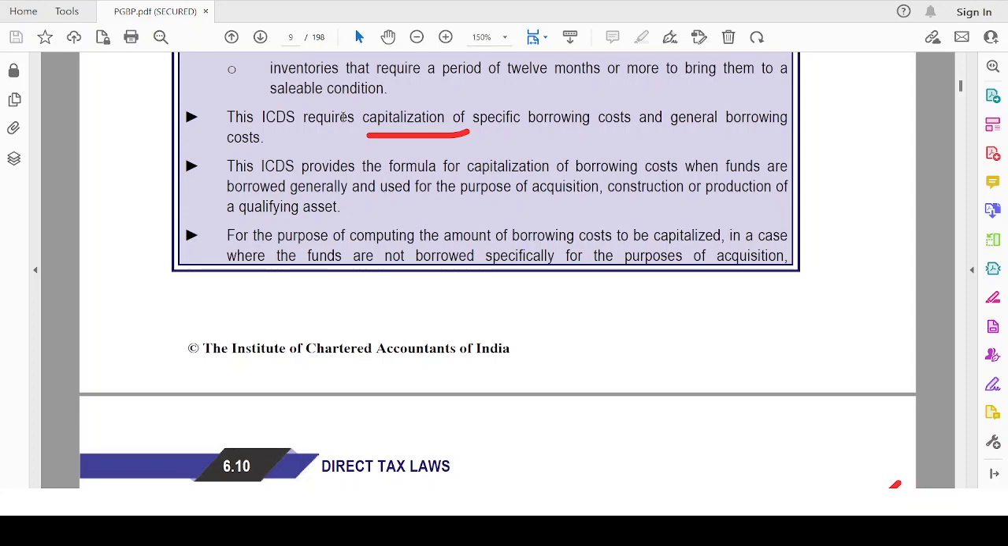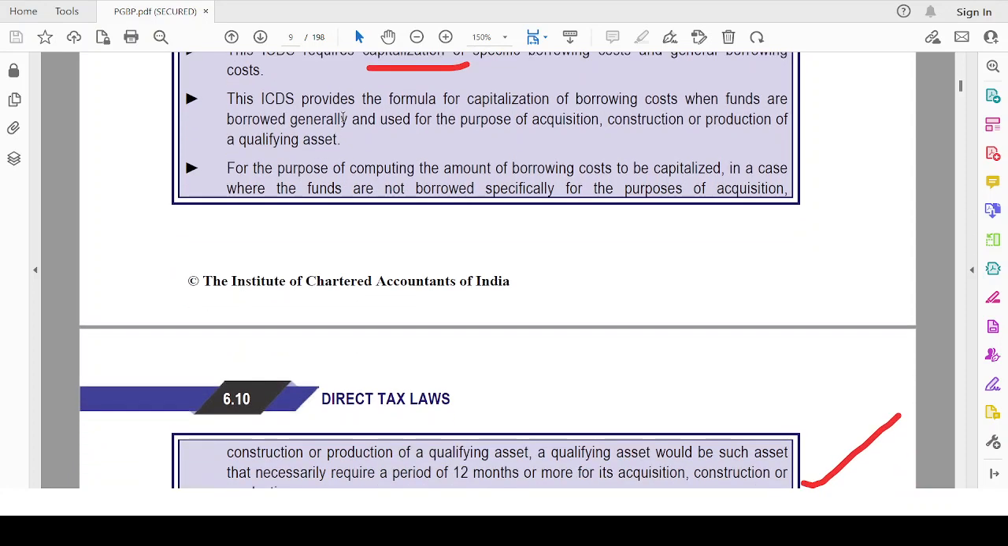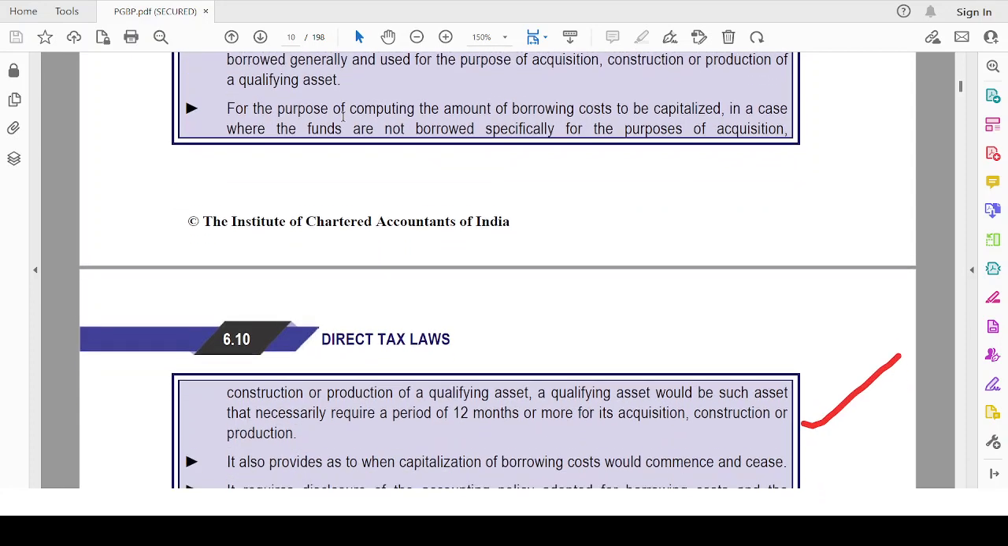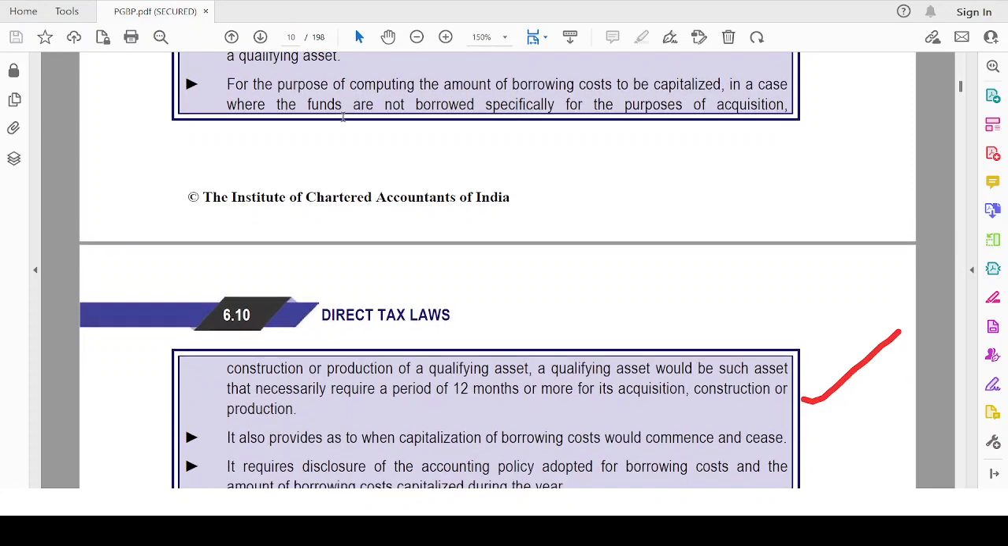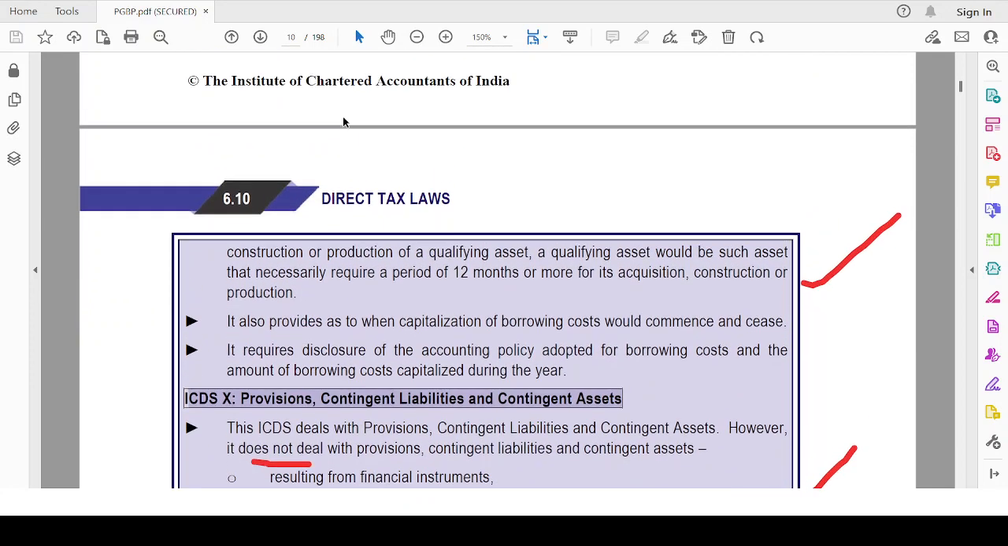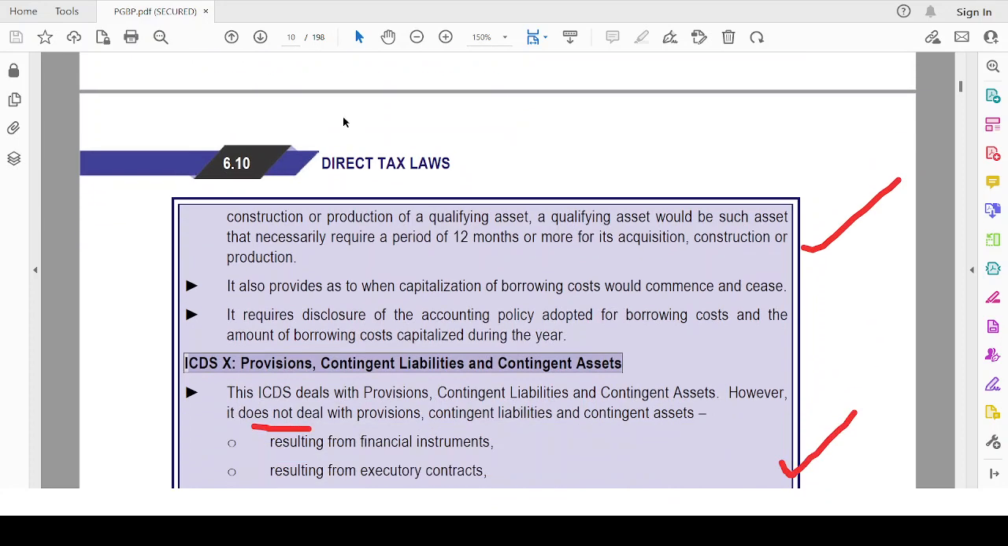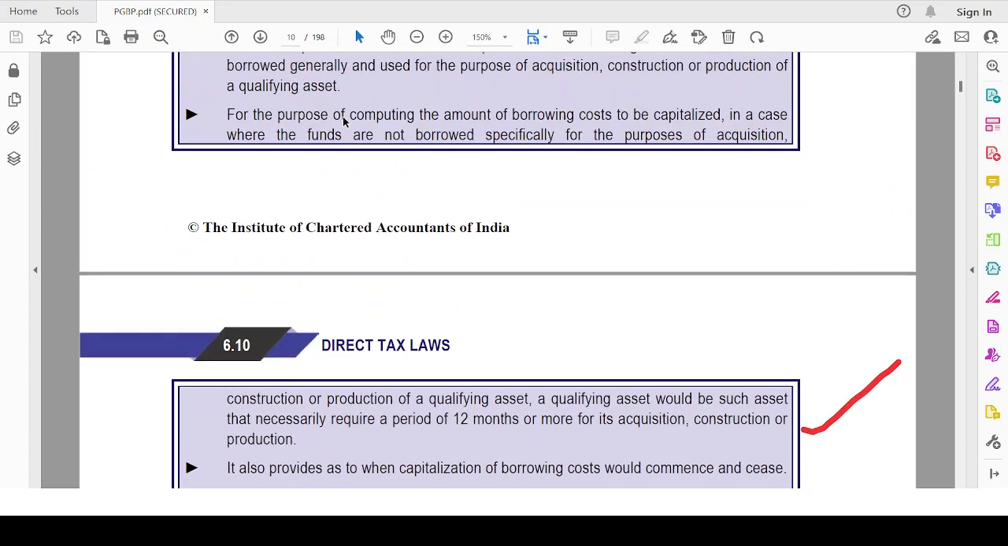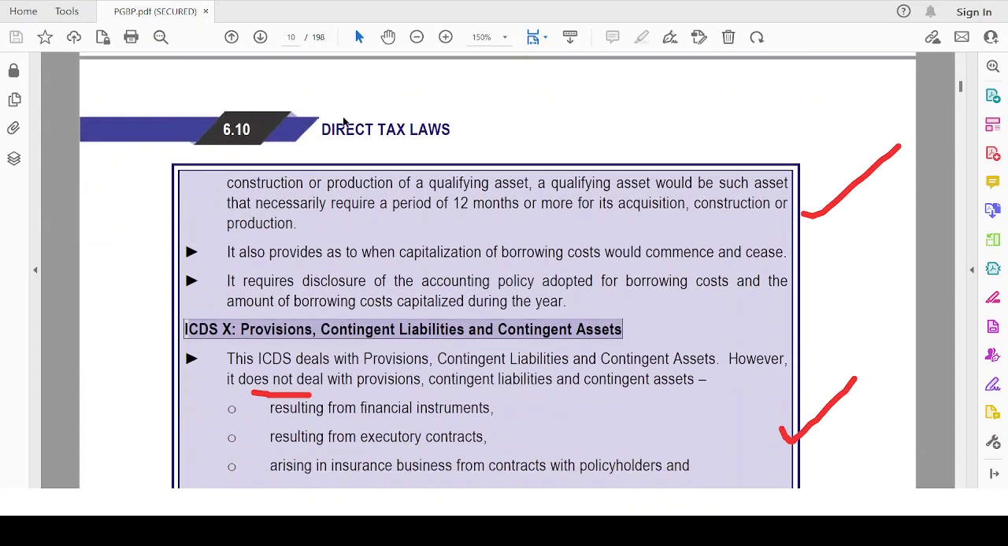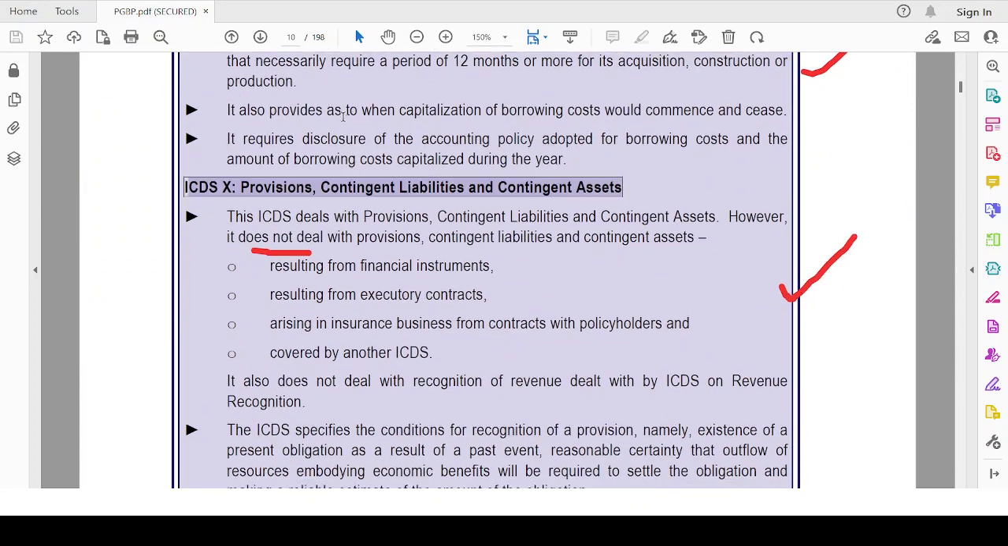Okay. It requires the calculation of both specific borrowing cost and general borrowing cost. Specific, you put all the things specific to that asset. For the purpose of computing the amount of borrowing cost to be capitalized in a case where the funds are not borrowed specifically, a qualifying asset would be one that necessarily requires a period of 12 months or more for its acquisition, construction, or production. And we have to disclose the accounting policy which we have used during that particular year.